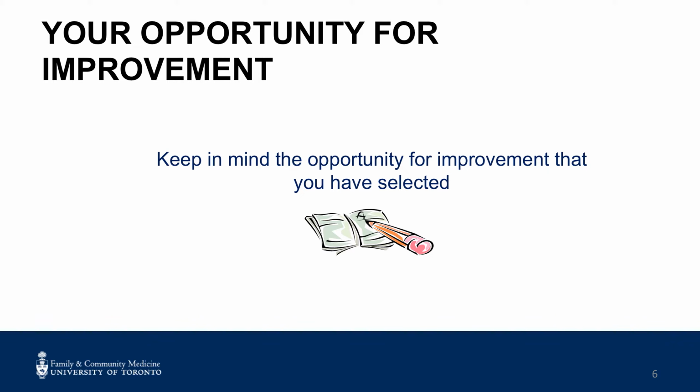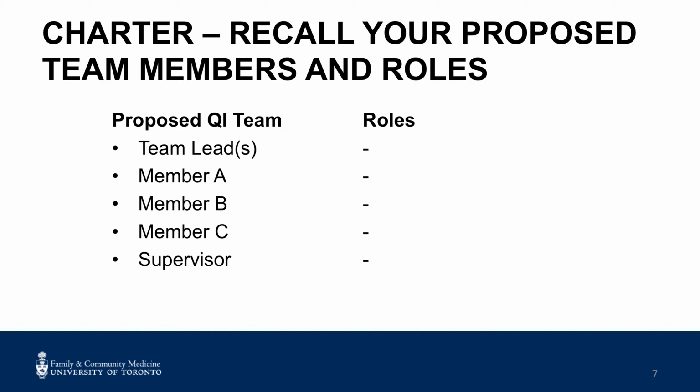As we go through this module, focus on the opportunity for improvement that you prioritized after reviewing perceived and unperceived needs and reflecting on feasibility and impact. Write down the opportunity for improvement or the QI project idea that you selected in your improvement opportunity work. To develop a charter for your QI project, think about your proposed team members and their roles. An important element of the charter is the problem statement.